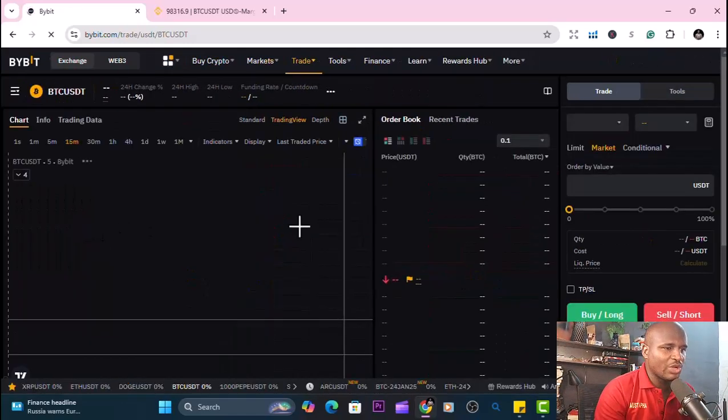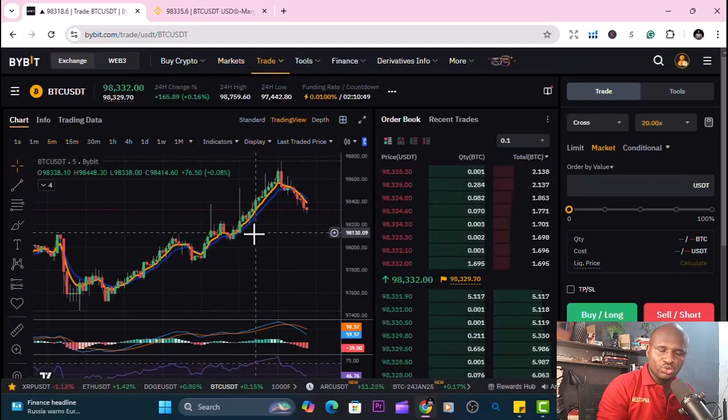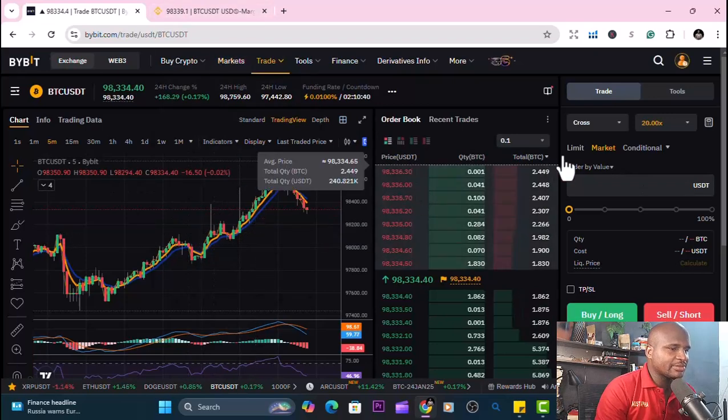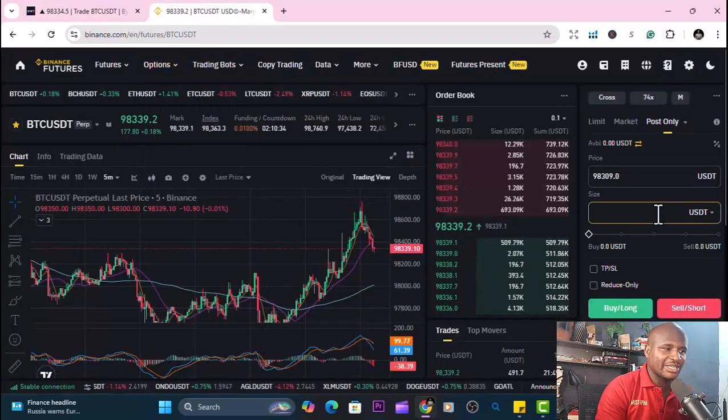The first thing is that we are going to talk about and highlight some of the orders. The first order that you see is going to be limit orders. When you come to Bybit, you see limit orders. This is Binance, and you can see it's pretty much the same.